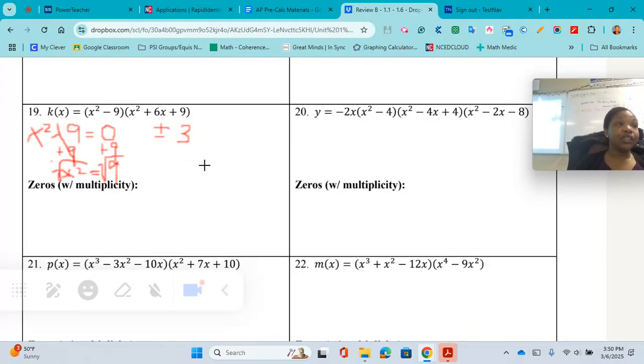X plus 3 squared, or x plus 3, x plus 3. So because we have x plus 3 squared, we still got it at negative 3. All right.